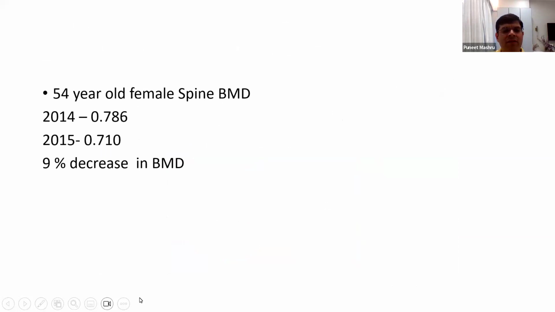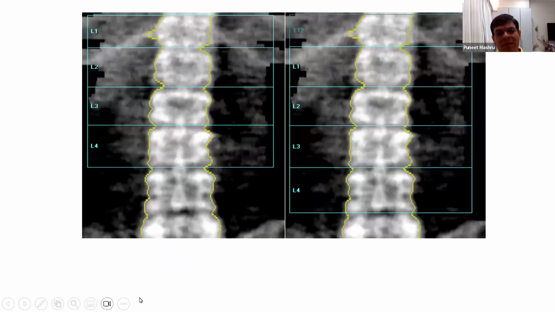Coming to the next case, a 54-year-old female whose spine BMD shows a 9% decrease in value. But if you look at the scan, the labeling is incorrect here. So there cannot be a 9% decrease. Even patients who have accelerated bone loss, it can be up to 2.5%. So if you see a non-physiological decrease in BMD values, we have to think that there is something wrong with the scan, and that is what is here.